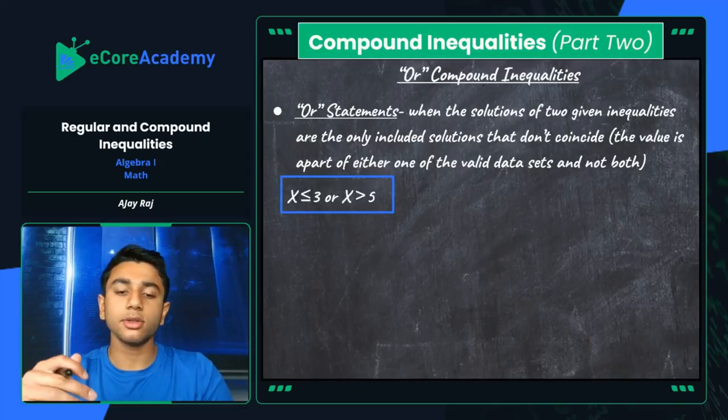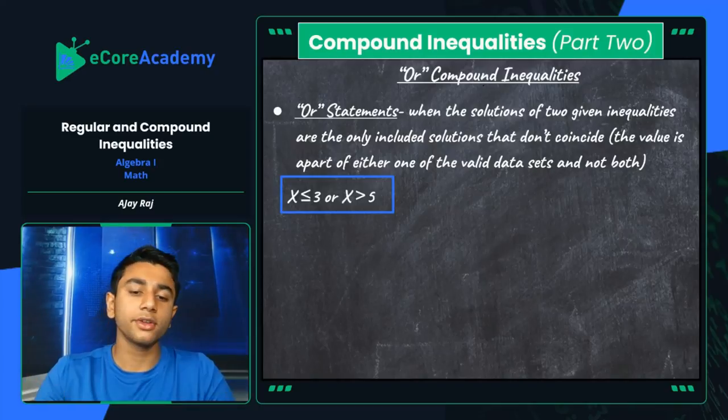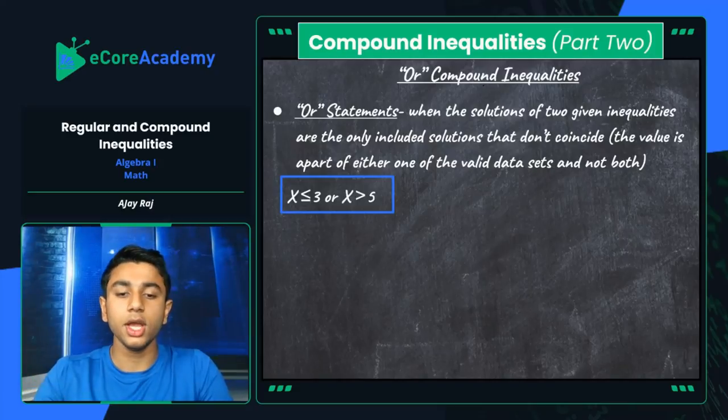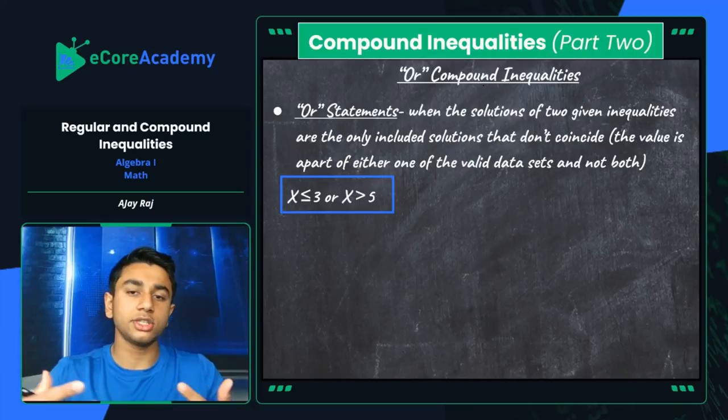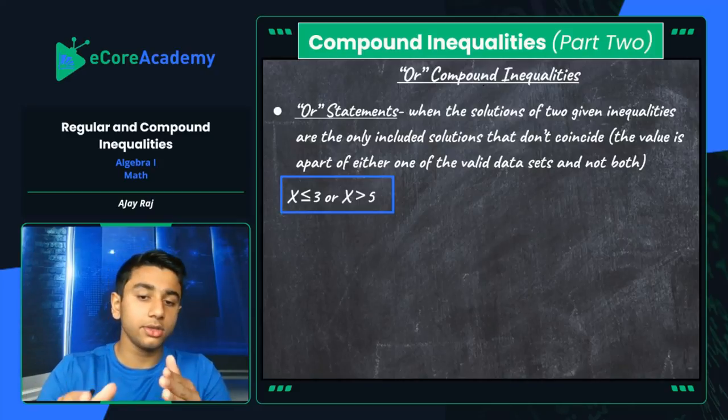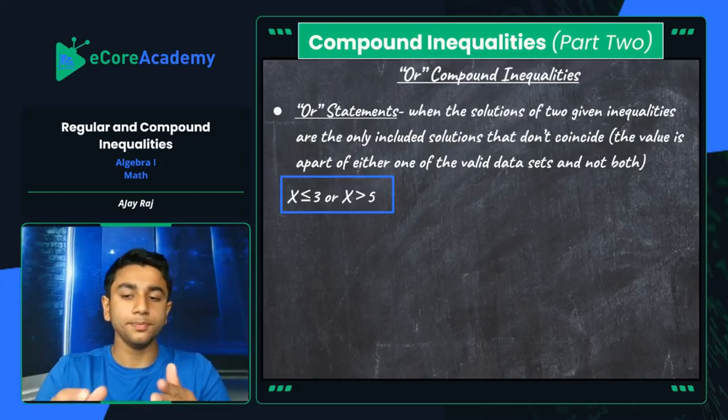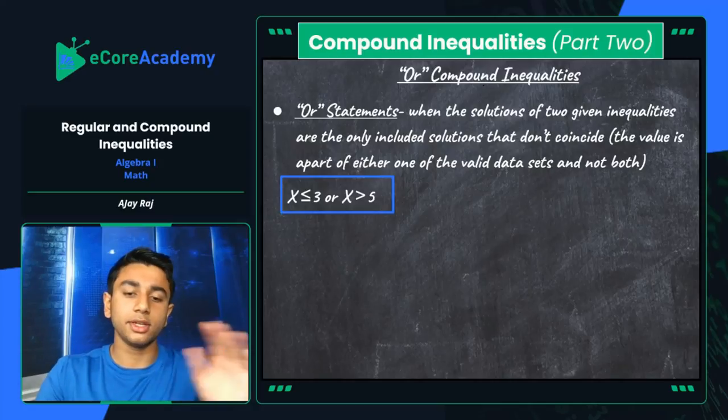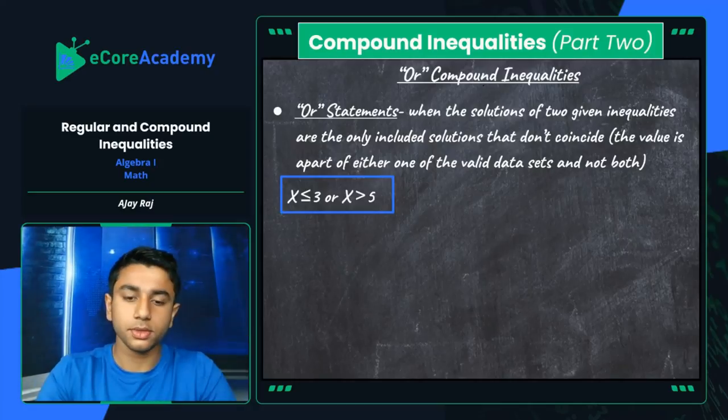So the way that we signal this is with an OR in between two different inequalities. So for example, we have x is less than or equal to 3, or x is greater than 5. You can notice that there isn't going to be any intersection of these inequalities. They're actually going to both go in opposite directions. So that means your value cannot be any of the in-between values between 3 and 5, and it must only be in one of the data sets. There's no way it can be in both.